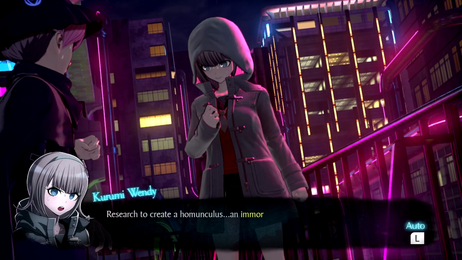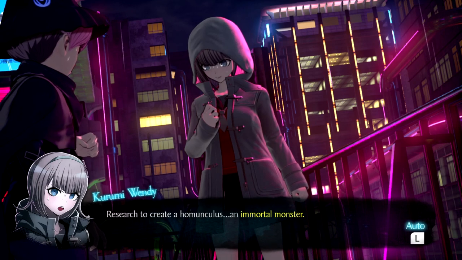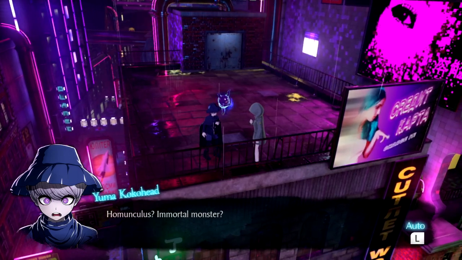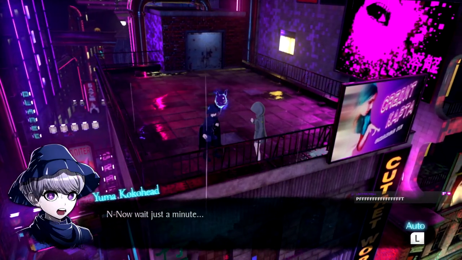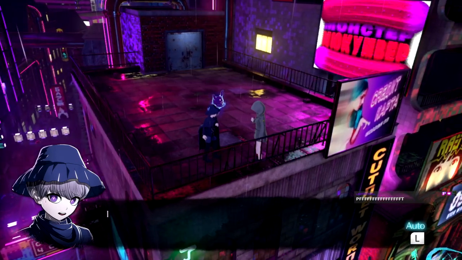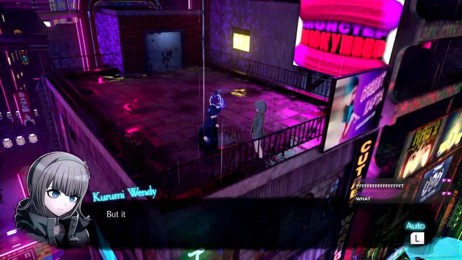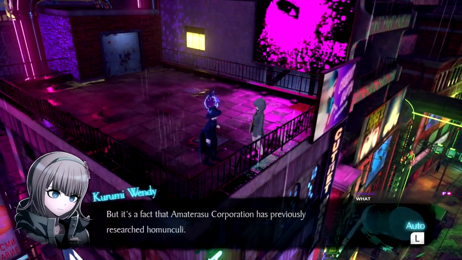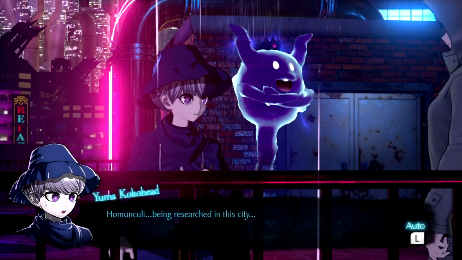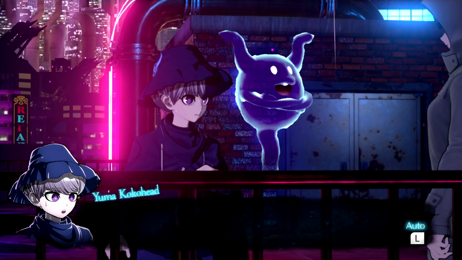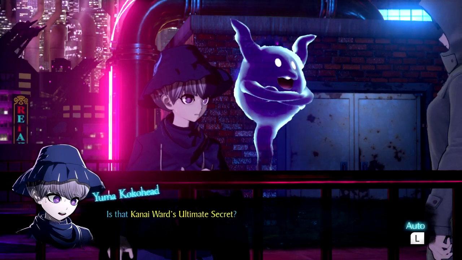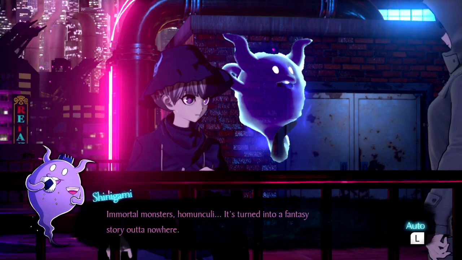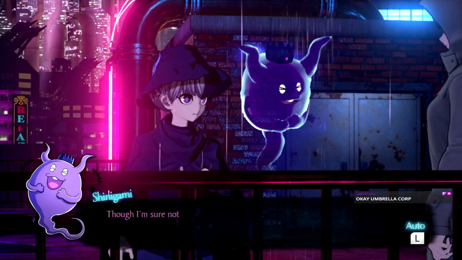Research to create a homunculus, an immortal monster. Homunculus? Immortal monster? Now, wait just a minute. Are you serious? I don't have any proof. But it's a fact that Amaterasu Corporation has previously researched homunculi. Homunculi? Being researched in this city? Is that Kanai Ward's ultimate secret? Immortal monsters? Homunculi? It's turned into a fantasy story out of nowhere! Though, I'm sure not one to talk.